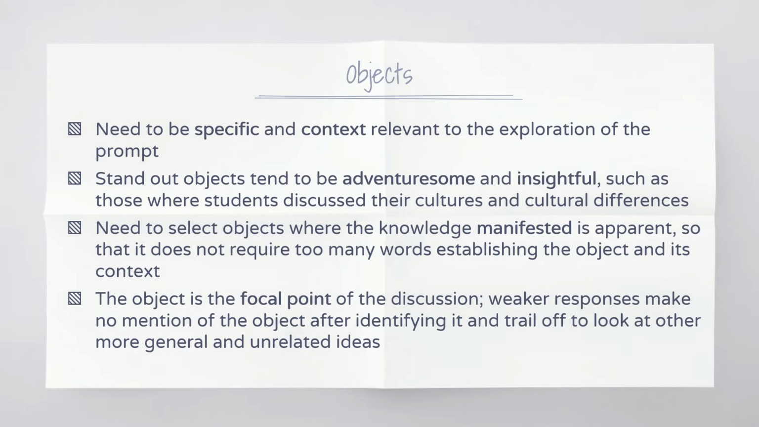Objects. The best exhibitions have the most interesting and insightful objects. They need to be specific and context needs to be made relevant to the exploration of the prompt. Contextualizing the object and identifying what knowledge it manifests is the transition to establishing the link that you're trying to make between the object and the prompt. So that contextualizing element is really important and it should lead nicely into your link. The IB states, as a part of the May 25 subject report, that the best objects were adventuresome and insightful.